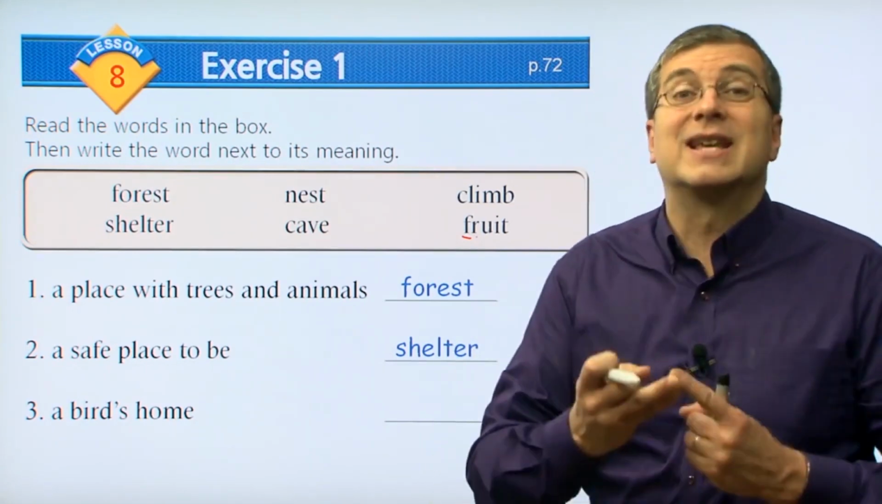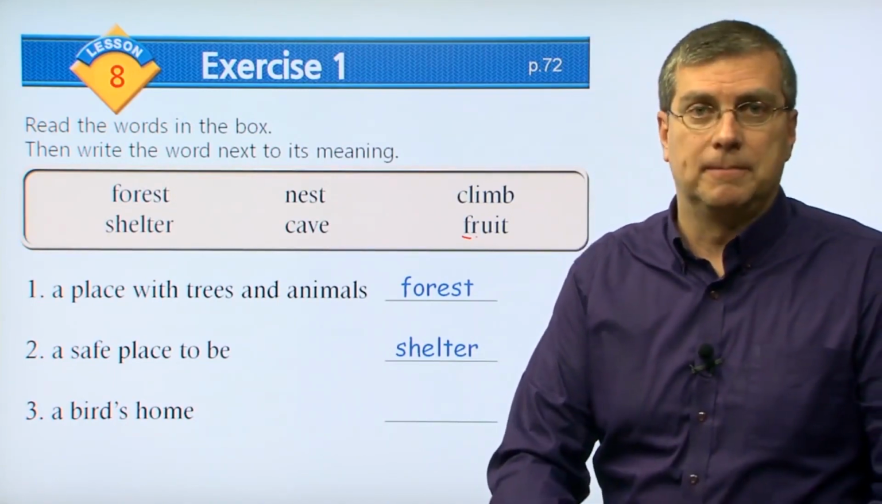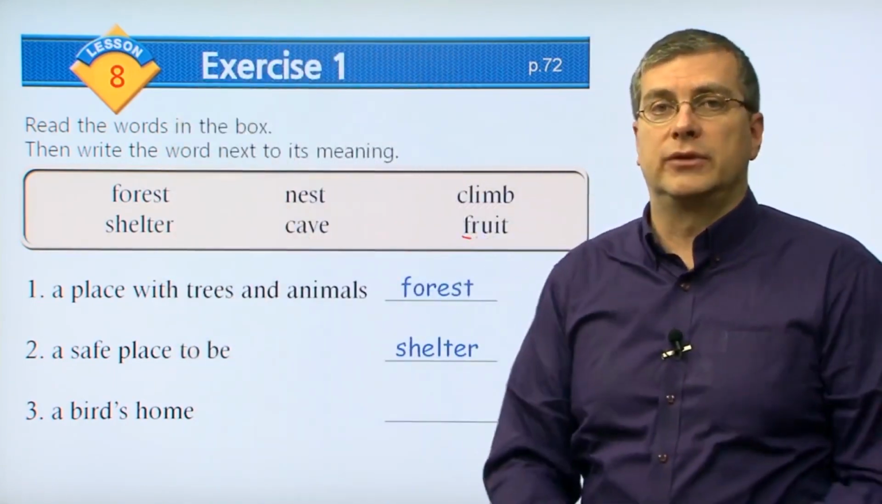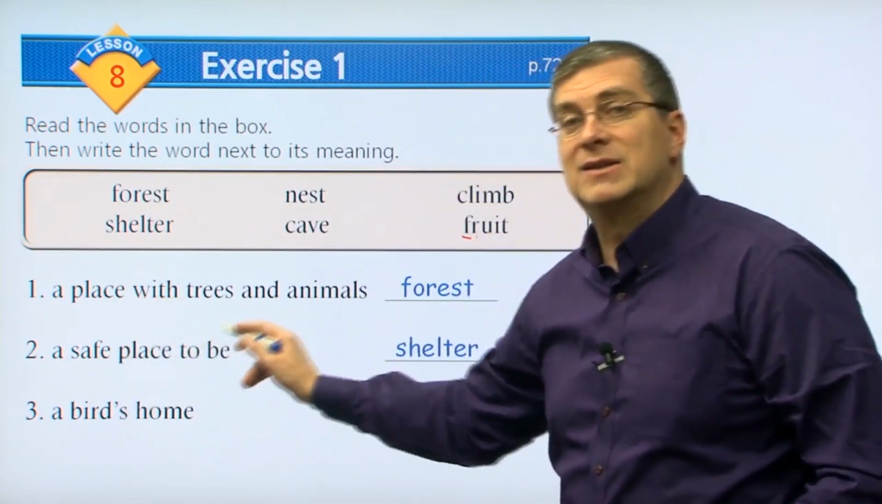A nest is a type of shelter. A house is a type of shelter. These are all types of shelter. And shelter very basically just means a safe place to be.